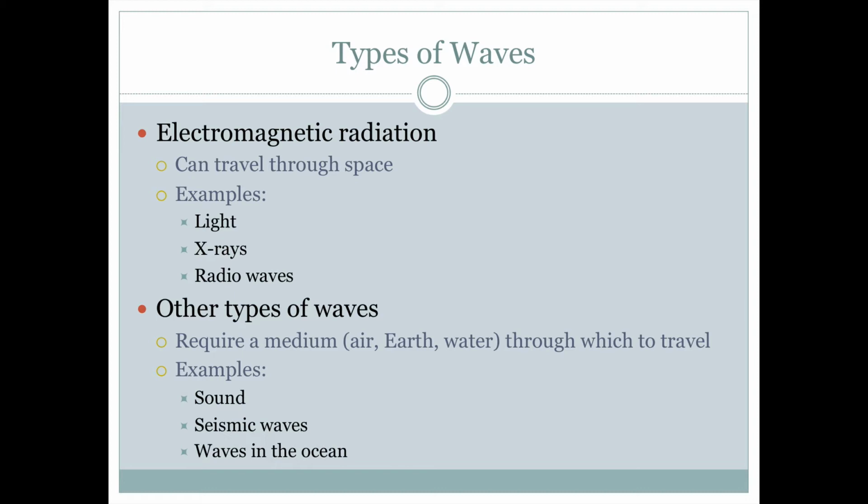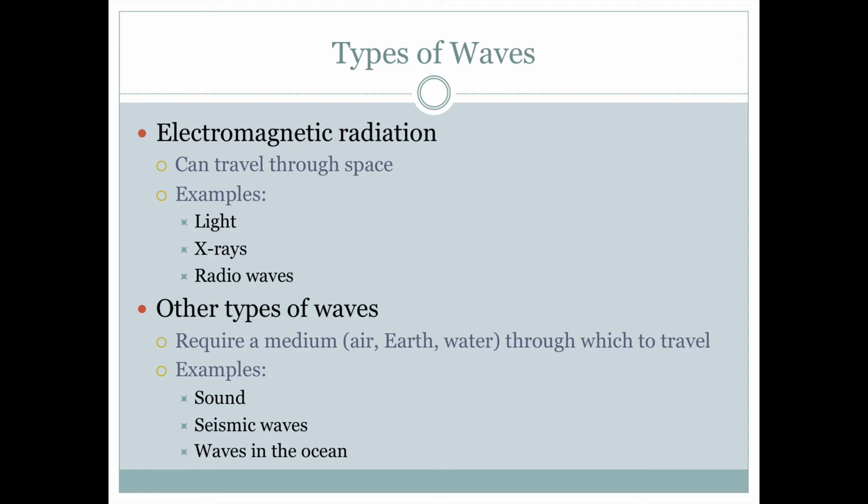There are other types of waves, but they require some sort of medium, some sort of thing to travel through besides space, besides the vacuum of space. They might require air or the earth or water in which to travel. Some examples of these would be sound, which requires the air to travel through, or other solids. Seismic waves travel through the earth. That would be another example of waves, or even waves in the ocean.